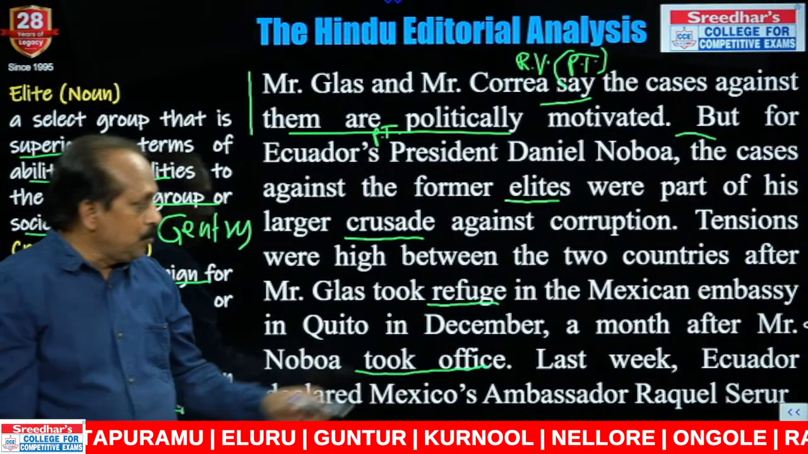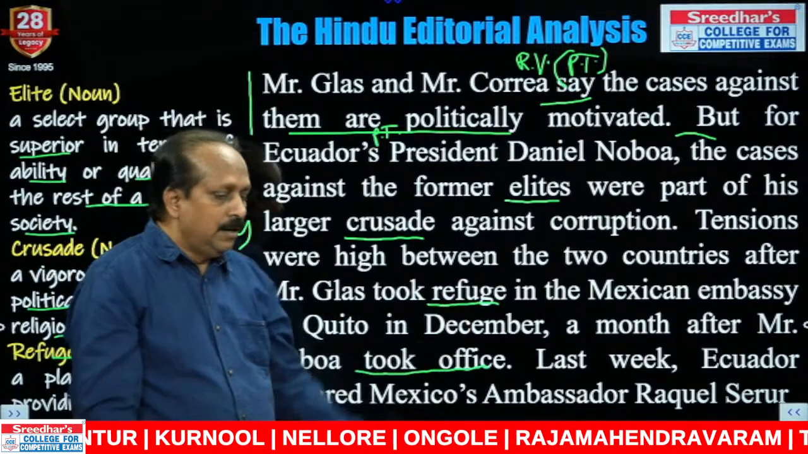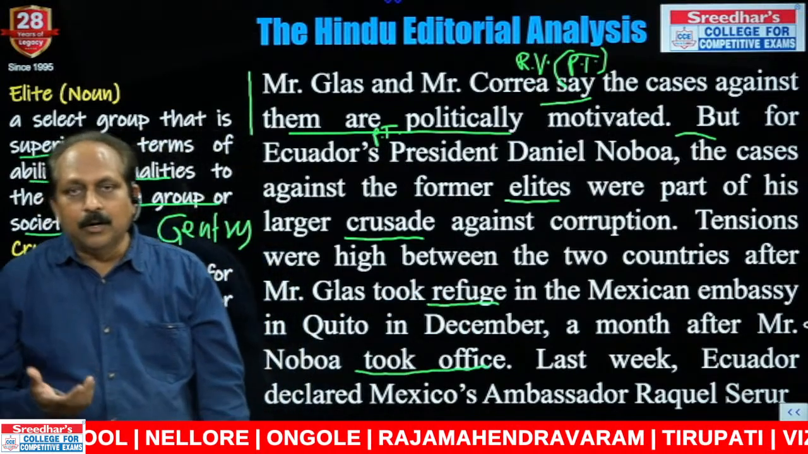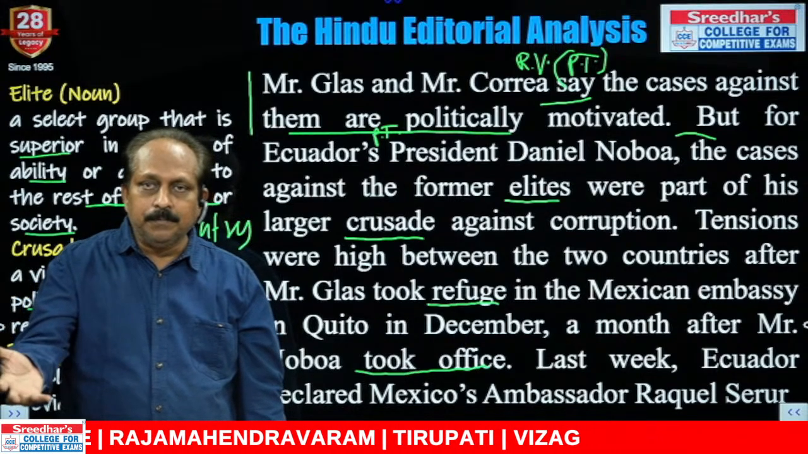But in this context, what is the word? The spelling over there, double E, but here single E. Refuge. A refuge, part of speech, noun. It means shelter, a place that provides safety or shelter.